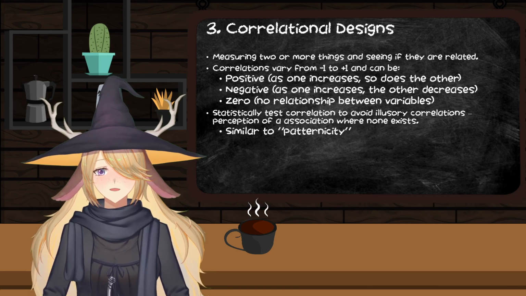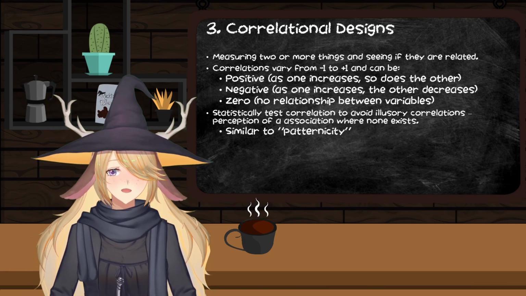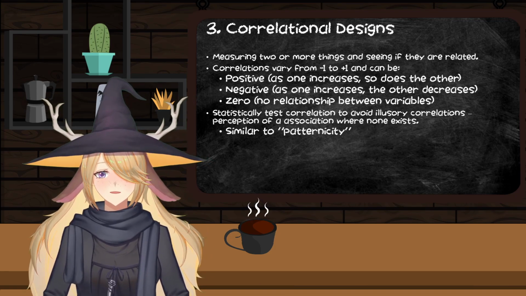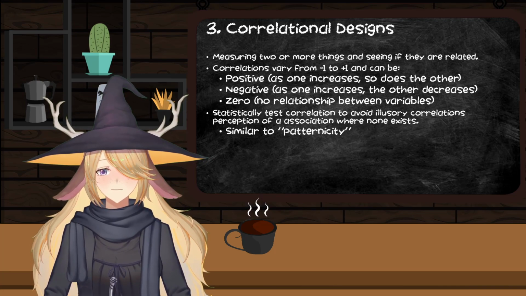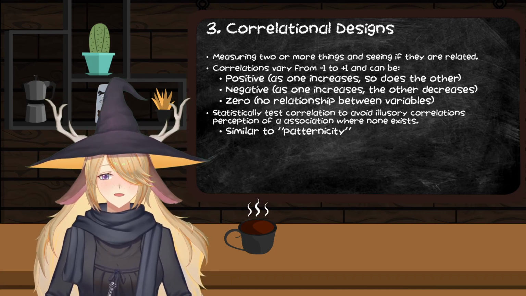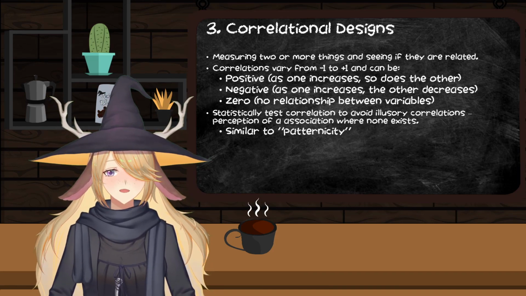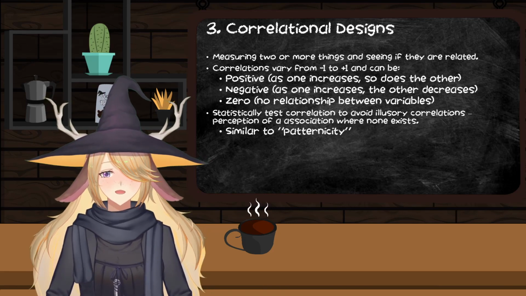Statistically, we use tests to try to avoid the idea of an illusory correlation. That is to say, one where it feels like there is an association, but really none exists. Which is similar to what we talked about with patternicity, where our brains are very, very good at developing a set of rules or inferring patterns in our environment, even though there are none there.